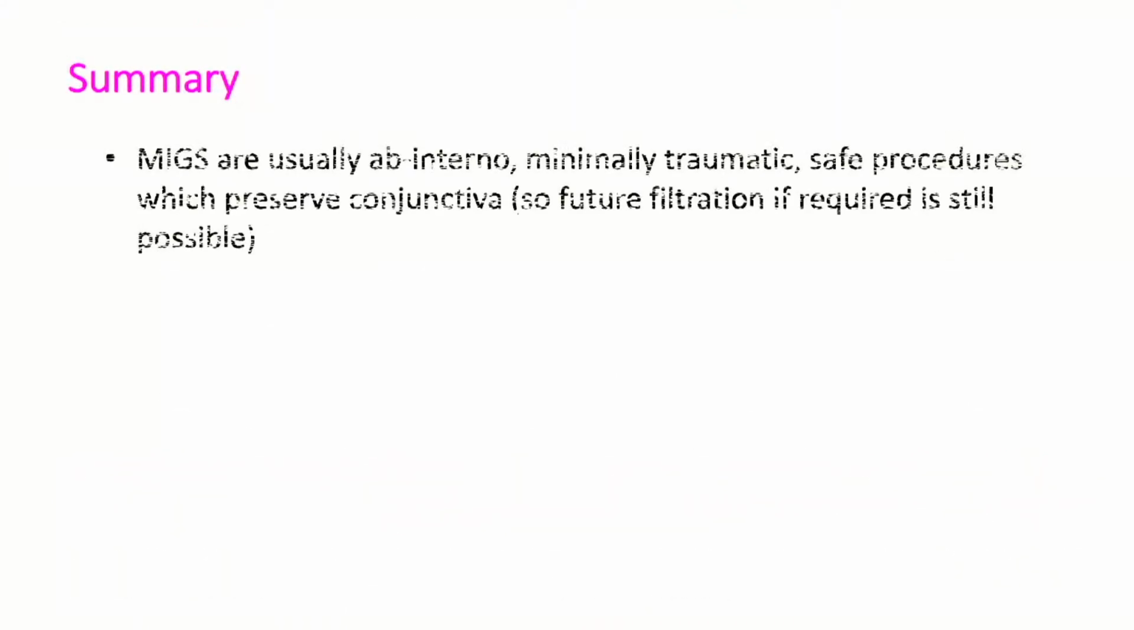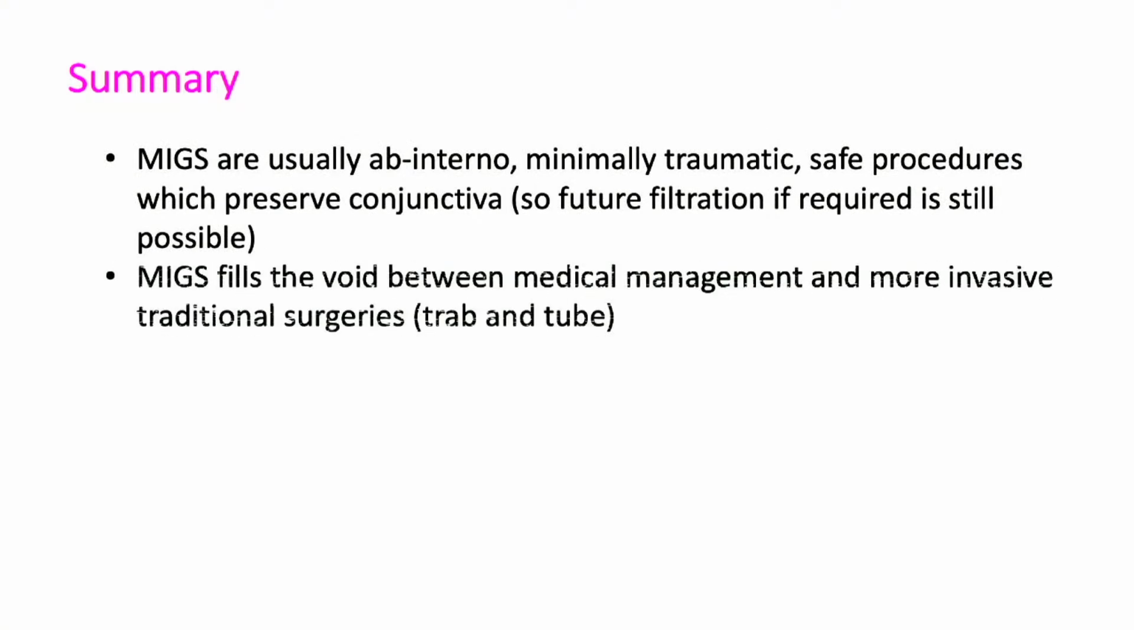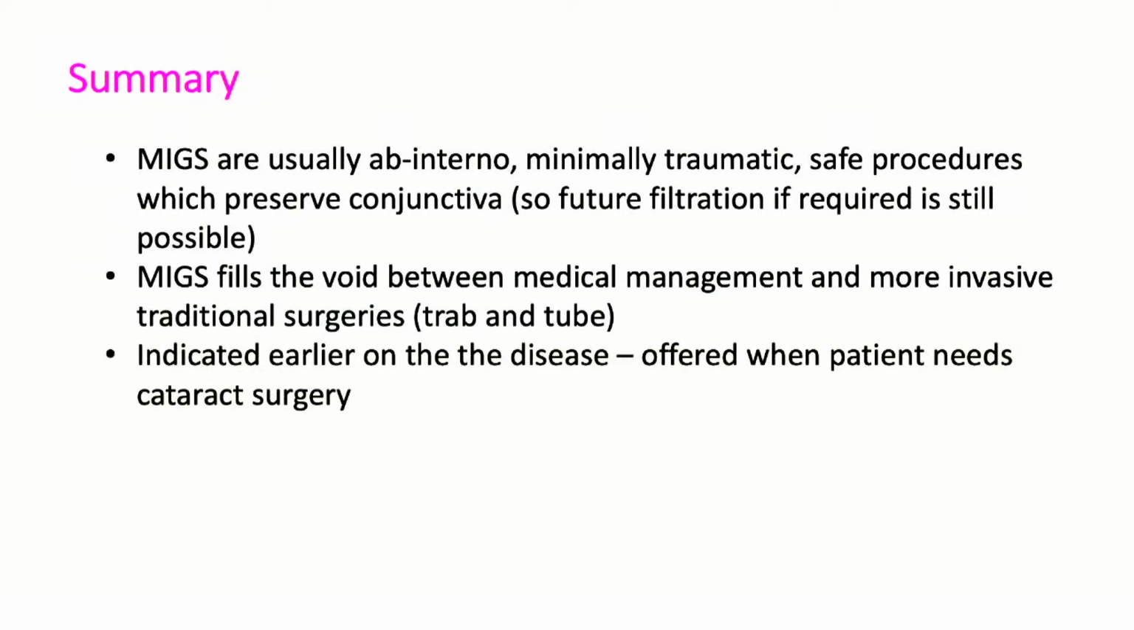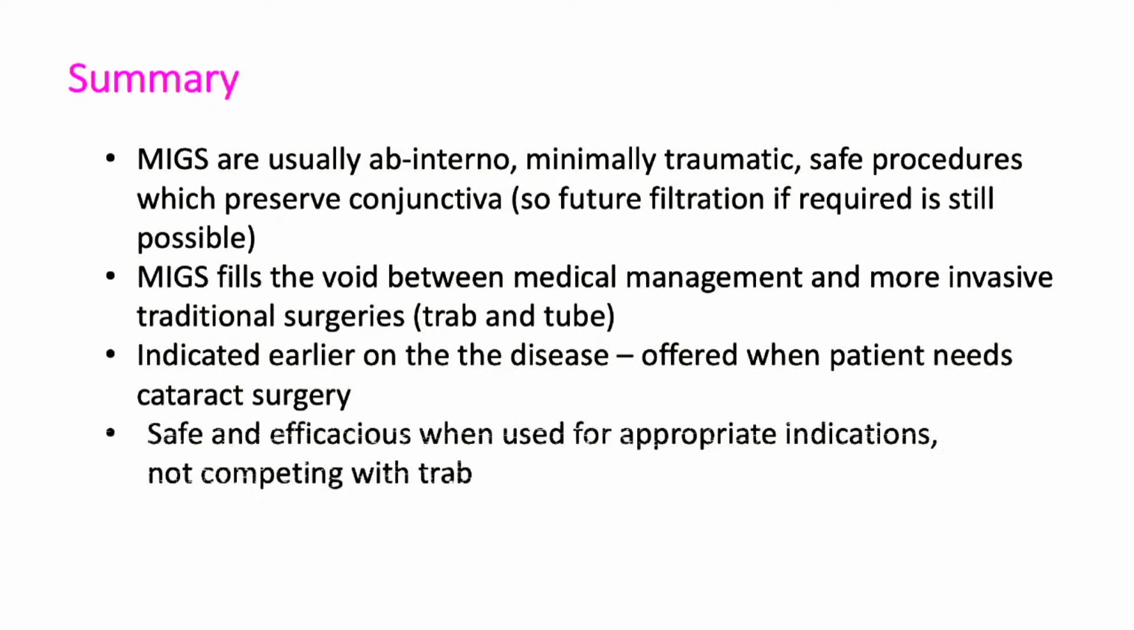So to summarize, MIGS are usually ab interno, minimally traumatic, safe procedures, which preserve the conjunctiva. Please remember, you can still do a TRAB if it's required in future. It fills the void between medical management and more invasive traditional surgeries. It's indicated earlier in the disease, offered when patients need cataract surgery. Best time to do it. Safe and efficacious when the indications are appropriate and it's not competing with TRAB.